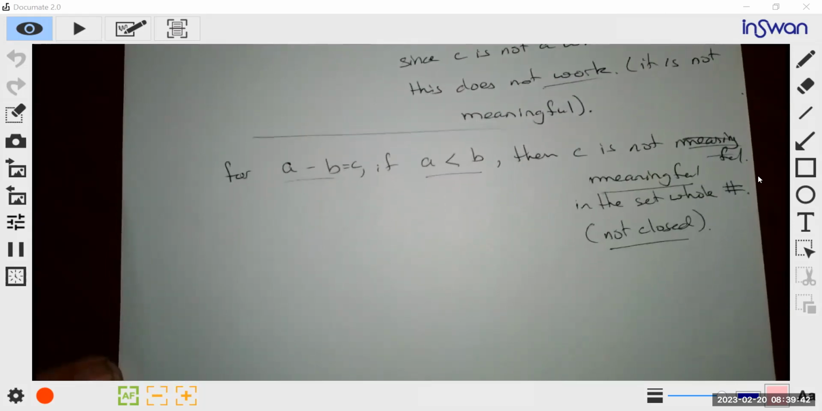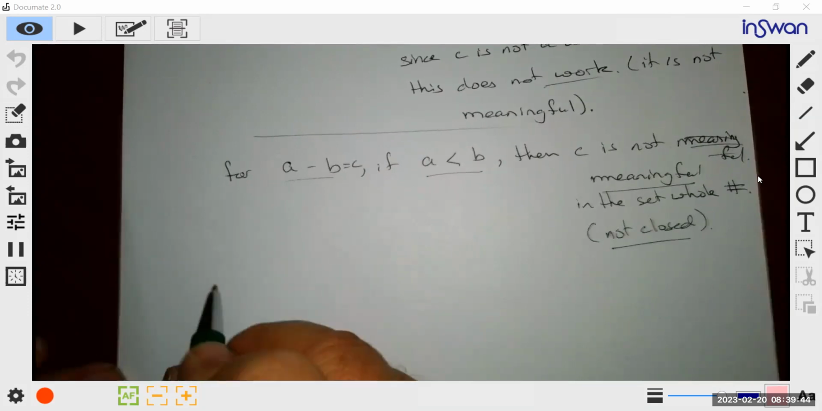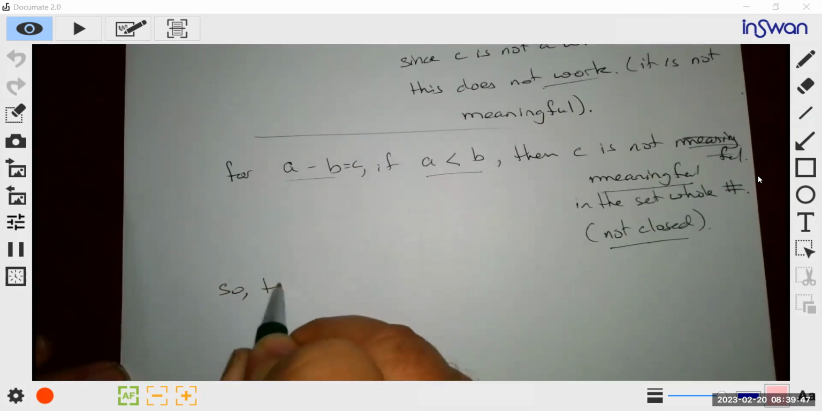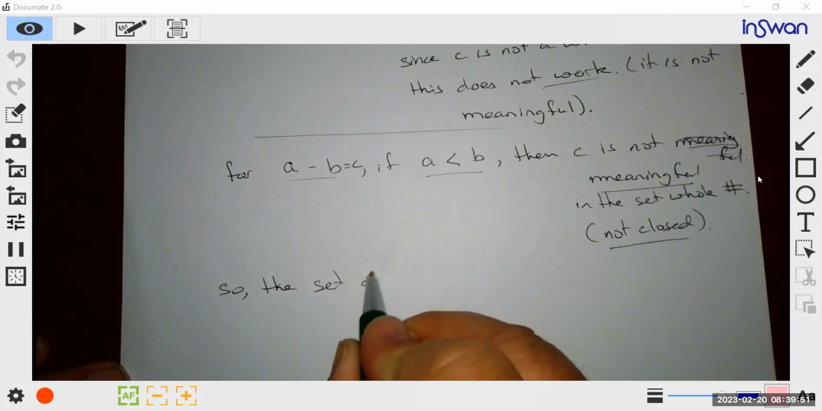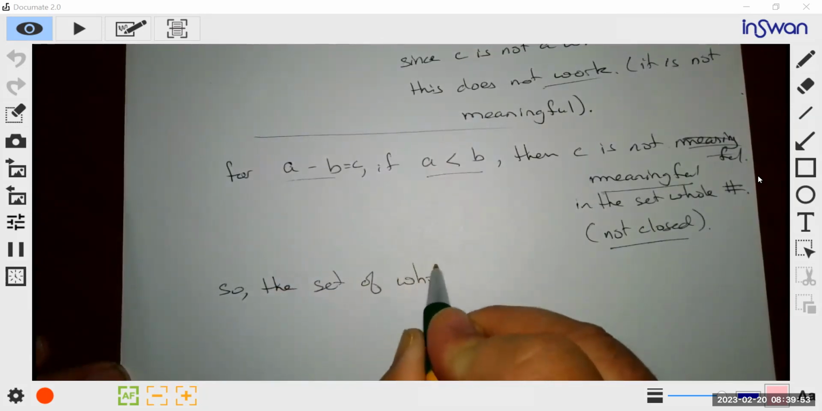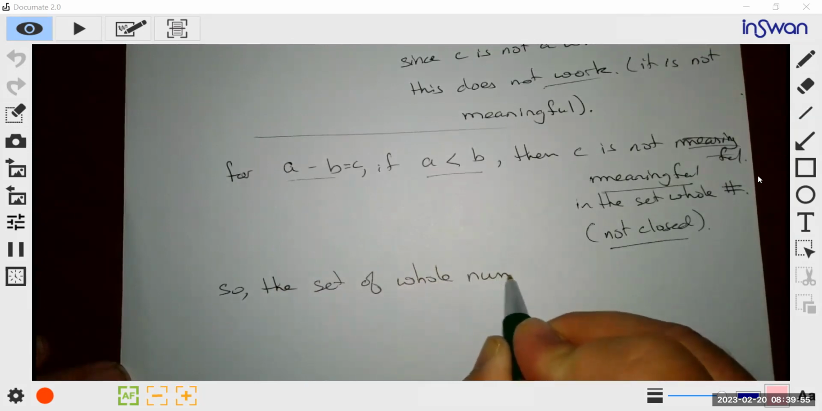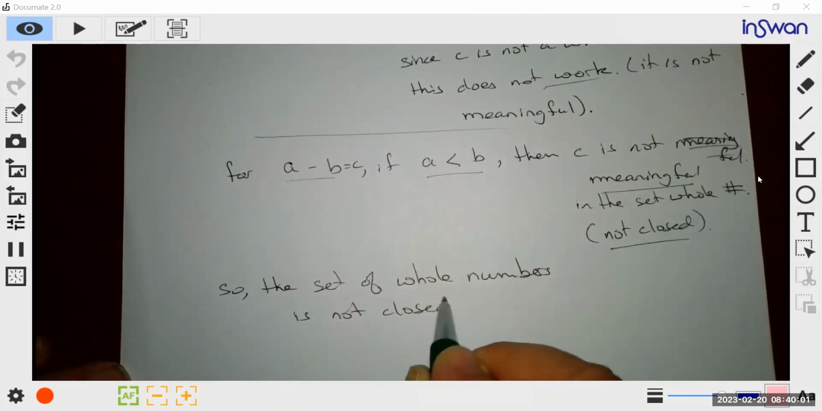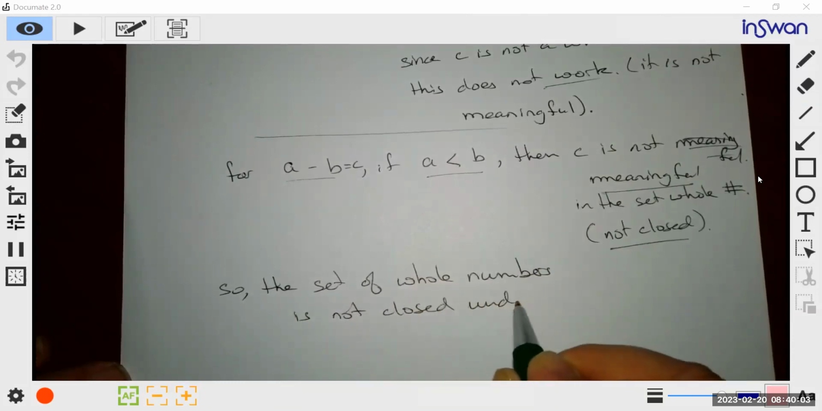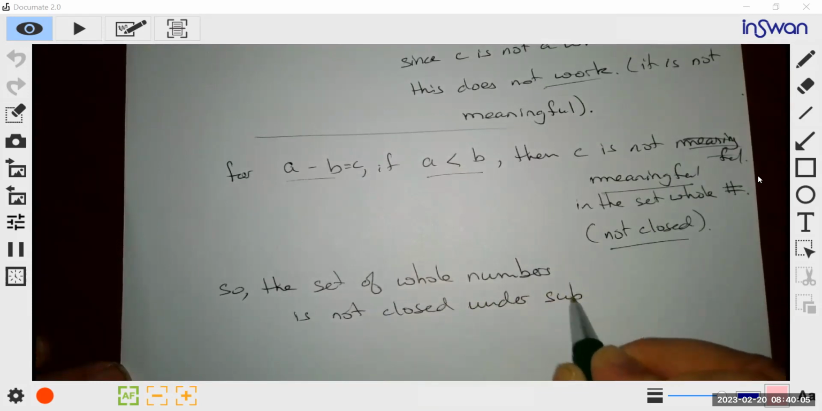So your general statement, remember we're still talking about the properties: the set of whole numbers is not closed under subtraction.